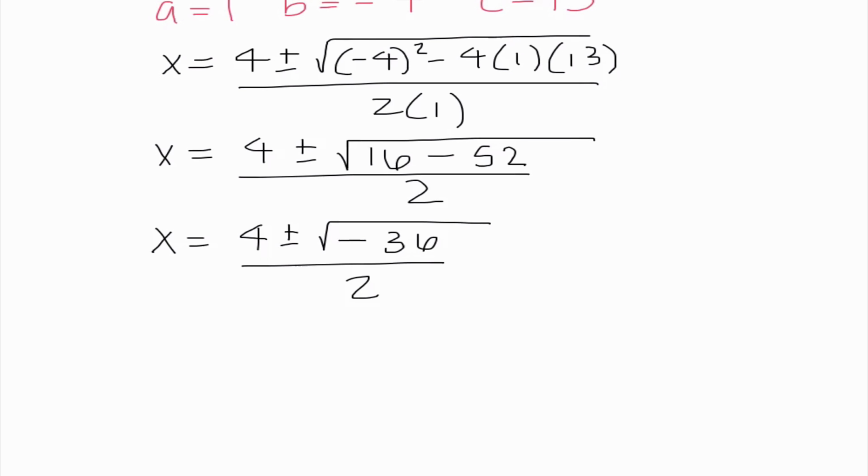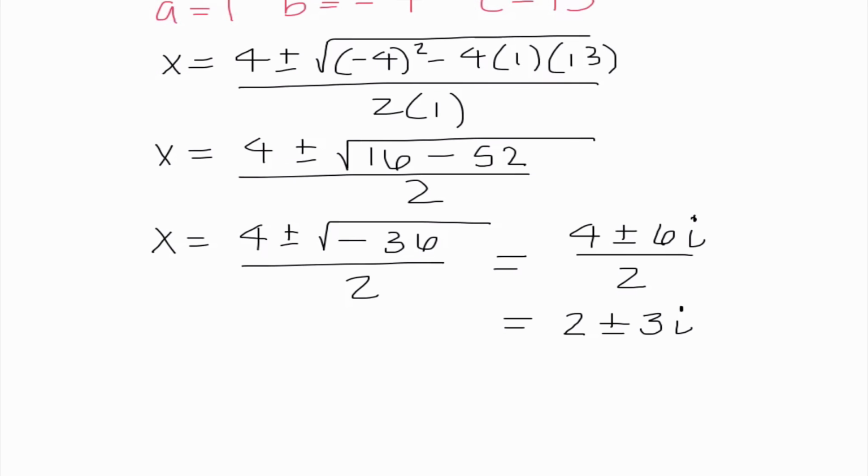which simplifies to be 4 plus or minus the square root of 16 minus 52 over 2. When I subtract, I get negative 36, which gives us a problem because we have a square root. However, we know that we can just take an i out, so that becomes 4 plus or minus 6i over 2. When I simplify this, it becomes 2 plus or minus 3i.